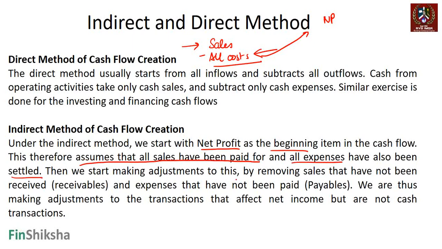Now we start making adjustments to this by removing the sales that are not yet received. What are these? These are the receivables, and the expenses that have not been paid, which are payables. So this you don't remove, you add the expenses that have not been paid because you've already assumed that that's gone out.